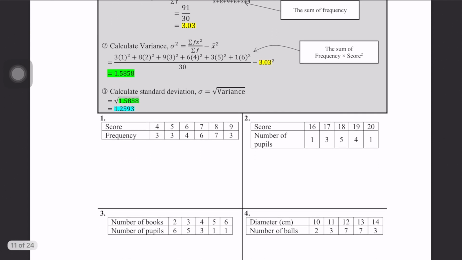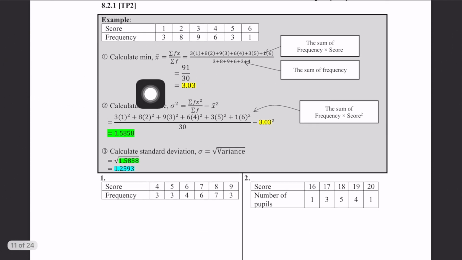Look over here. You have summation of fx divided by summation of f, where f is the frequency of the table. In order to find the mean, you need to find the sum of frequency times the score, divided by the sum of the frequency.